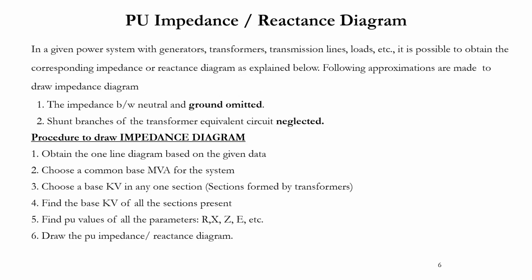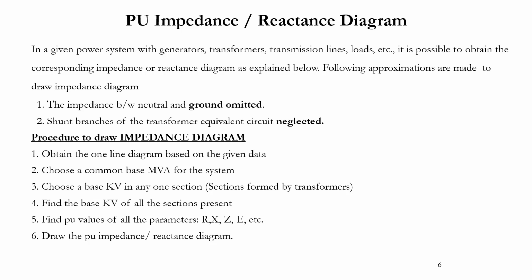Let us see what is per unit impedance or reactance diagram. In a given power system with generator, transformer, transmission line, load, etc., it is possible to obtain the corresponding impedance or reactance diagram as explained below. The following approximations are made to draw the impedance diagram. The impedance between neutral and ground is omitted. The shunt branches of the transformer equivalent circuit are neglected. With this assumption, let us see how to draw the impedance diagram.